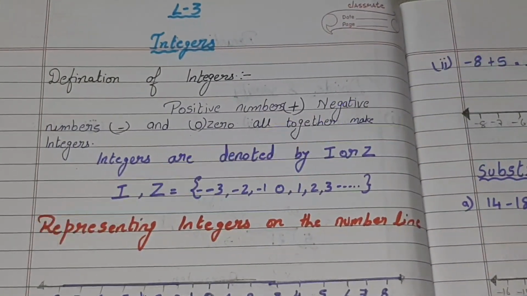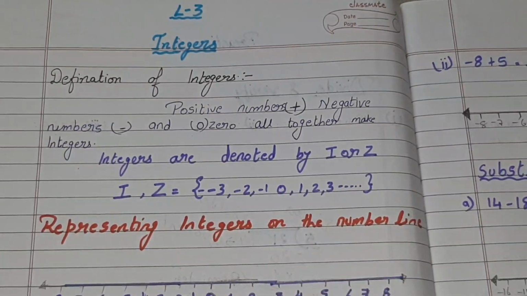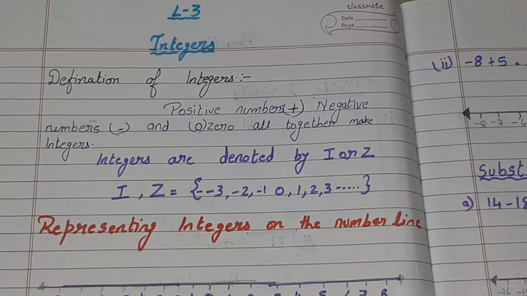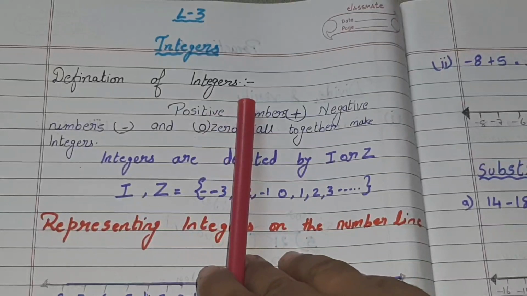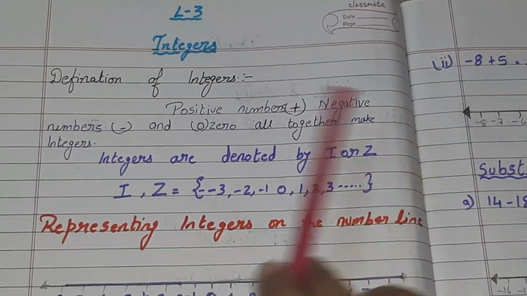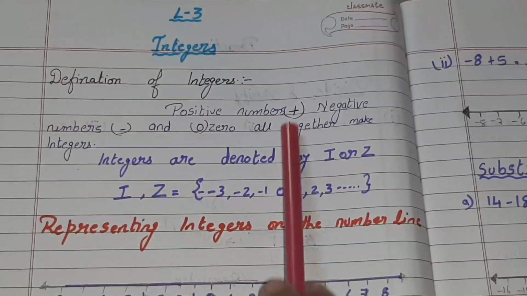Yesterday, in the last class, I taught you about integers. Today I am giving the same thing, but I will explain it in a written way so that you will be able to understand nicely. Firstly, the definition of integers: positive numbers, negative numbers and 0 all together make integers. That I already explained to you.